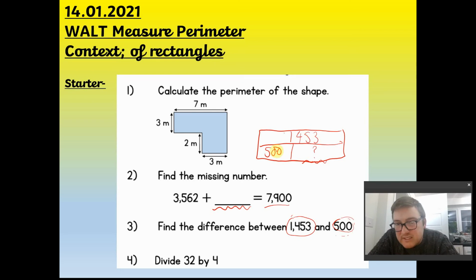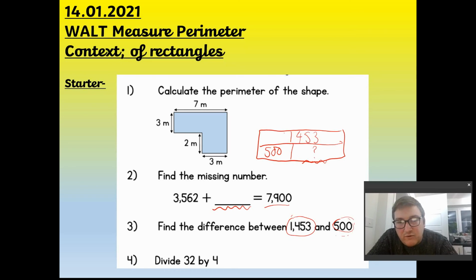You can do two things here. I'm going to give you a bit more of a clue now. You can work out what you need to add to 500 to get to there, or if you've got 500 add something equals 1,453, when you've got a missing number, you can do the inverse. If you said or thought inverse, you're absolutely right. So what's the inverse of addition? Have a go at working those out.